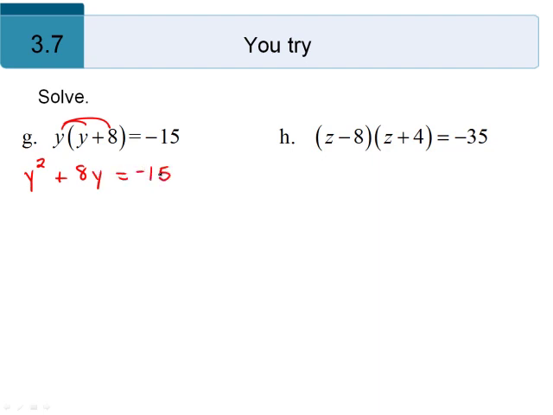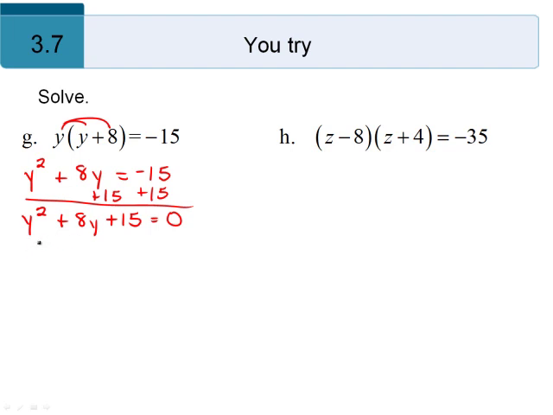Now it looks just like the one we just did. So I want the 15 to cancel out to 0, so I'm going to add 15. And just like the last one, I'm going to stick it at the end. So we're going to have y squared plus 8y plus 15 equals 0. Remember, it has to be equal to 0 before you can start factoring. So now it's in standard form. We go ahead and factor.